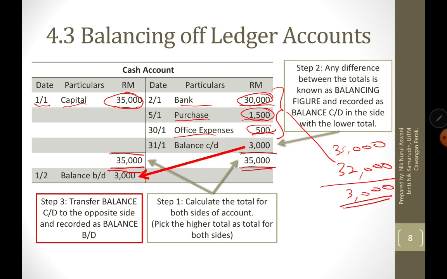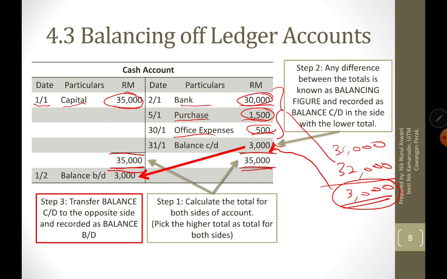This is the balance carried down here. The balance carried down on 31st January, balance carried down 3,000. It is the difference between the total of the debit side and the credit side. Which one is lower? In here the credit side is lower, so the balance will be recorded on the credit side as a balance carried down.